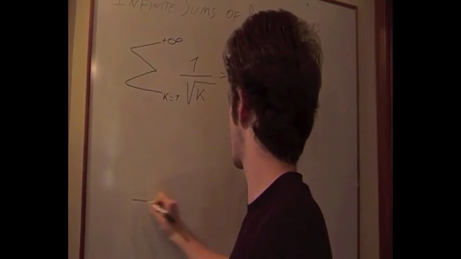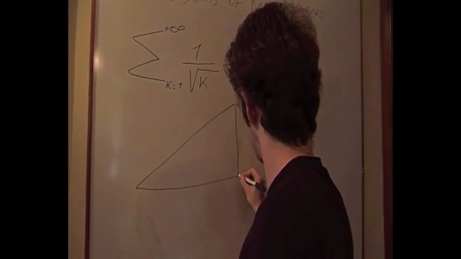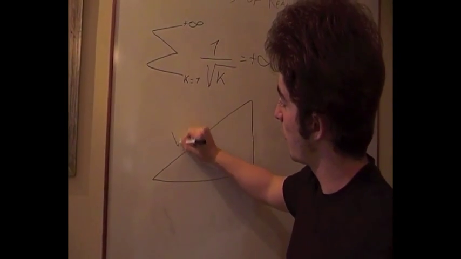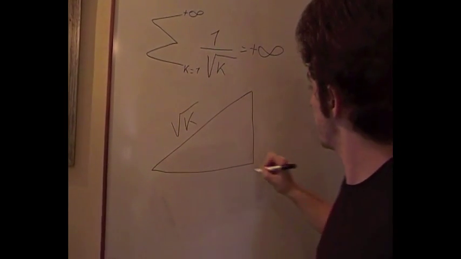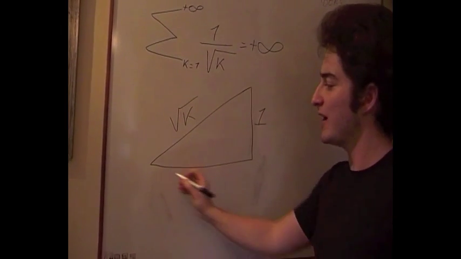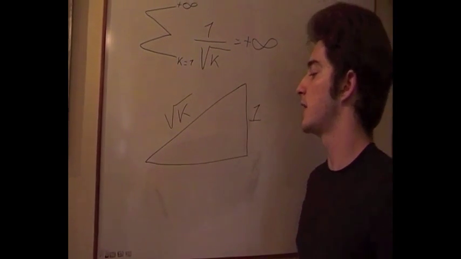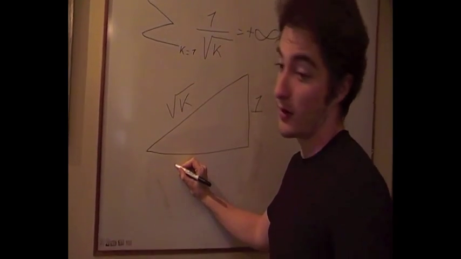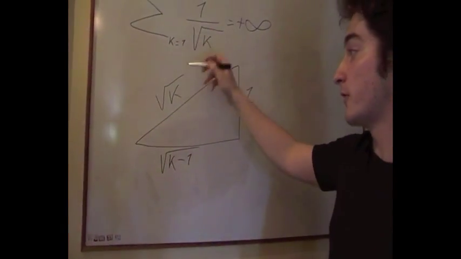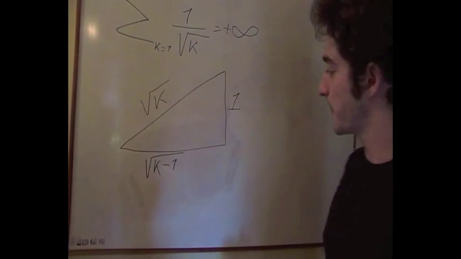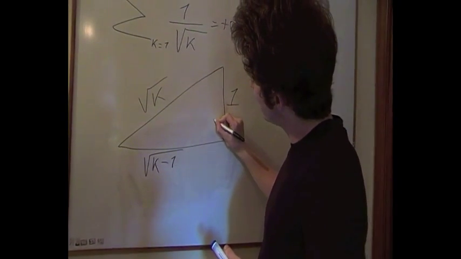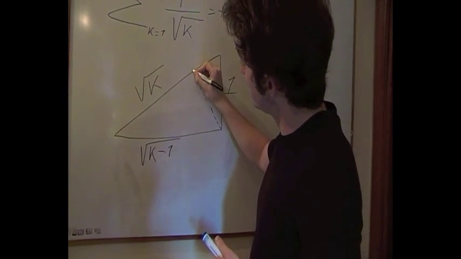First of all, we start by drawing a right triangle. And the hypotenuse will be root of k, and this cathetus here will be 1. So what is this cathetus? Well, this cathetus will be what? Pythagoras? Root of k minus 1, because this is the square root of this squared minus this squared: k minus 1.